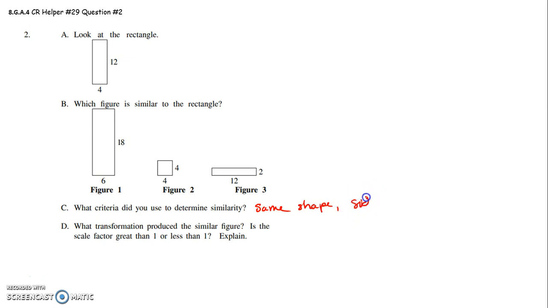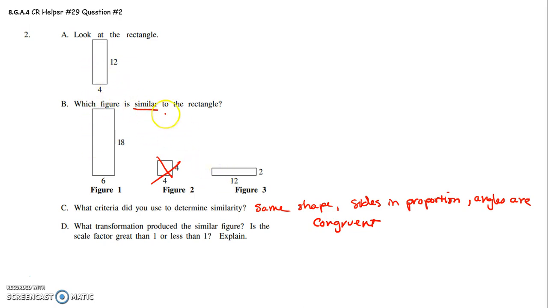Sides are in proportion. Angles are congruent. All right, so similar to this, a square doesn't have a shot. You can't start as a rectangle and become a square. It's not happening. So it's really this one right here.